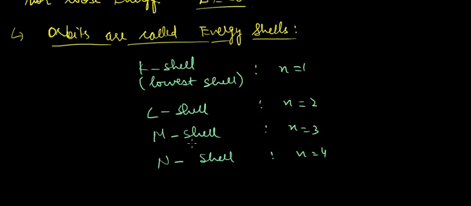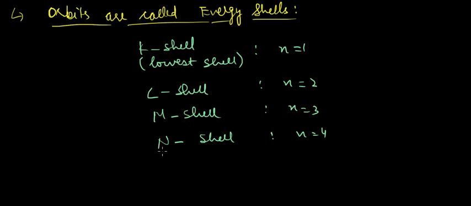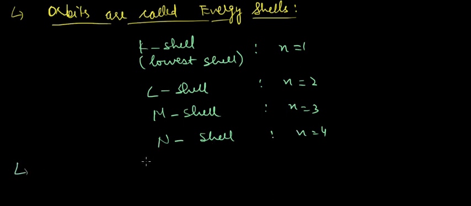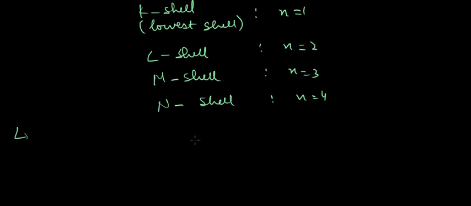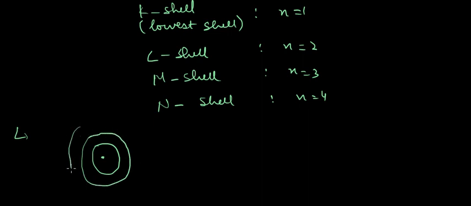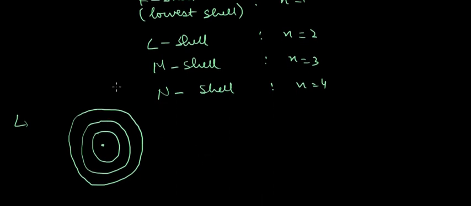Just to illustrate this, suppose this is a nucleus, and these are all the orbits. Now these electrons revolve in these orbits. If we supply energy to the electron, it will jump from a lower orbit to a higher orbit.